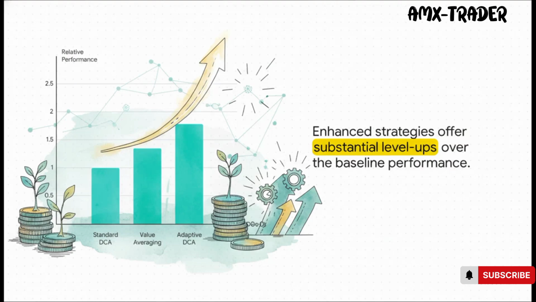And if you're a visual person, this chart just says it all. If standard DCA is our starting point, our baseline, these enhanced strategies are a massive level up. We're not just talking about a couple of extra percentage points here. We are talking about potentially doubling the amount of the asset you can accumulate over the very same period.